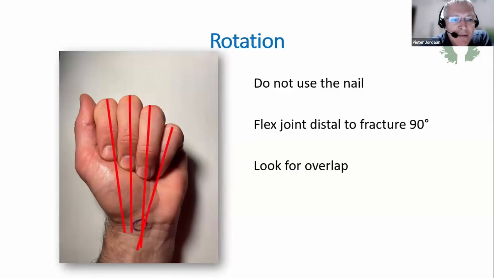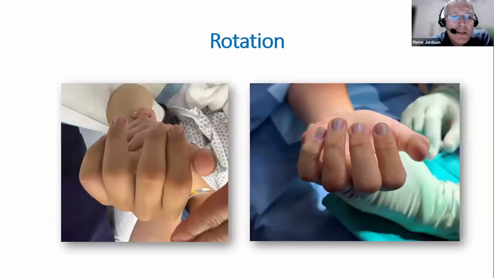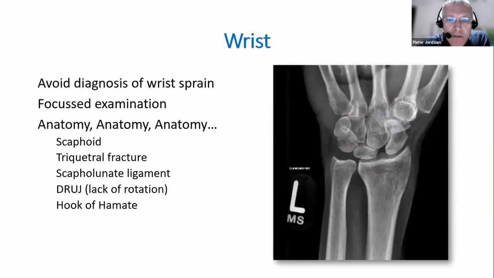In a normal hand, roughly all fingertips point towards the scaphoid tubercle. This you can see rotation. On the left-hand side, the ring finger fracture is rotated towards the ulnar side. So no overlap here, but quite a big gap. And after the fracture is fixed, you can see it's all well aligned. Remember, rotation is a clinical diagnosis.